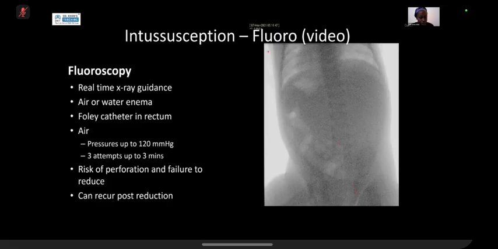Contraindications to doing air enema reduction include any features of perforation on the ultrasound. So if you see any mucky fluid or you see any free gas over the liver capsule, then that's an absolute contraindication. If I see ischemic looking bowel, I also won't attempt, and I'll have a chat with my surgeons.